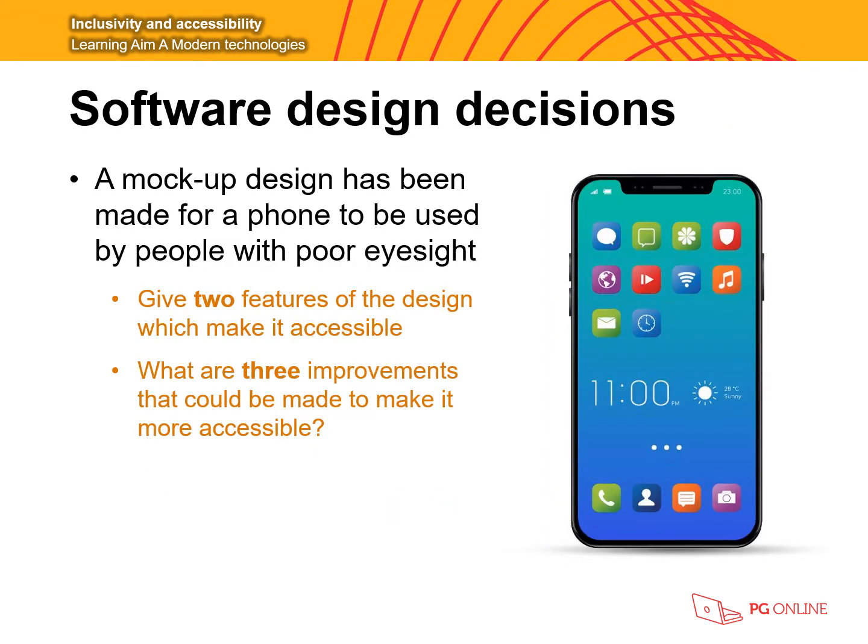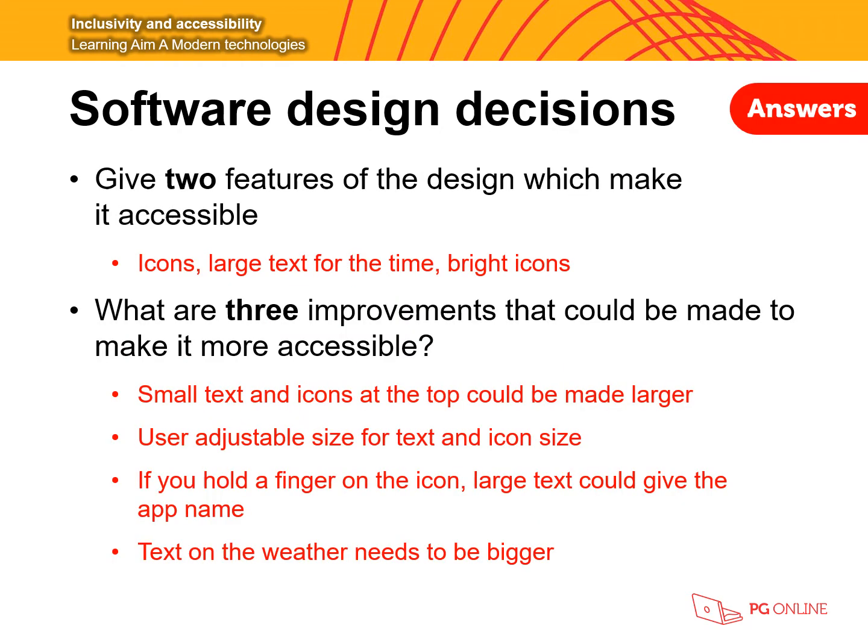A little bit of a challenge for you now then. I'd like you to look at the mock-up design for the mobile phone on the slide. And we're going to be using this device with people with poor eyesight. Can you give me two features of the design which make it accessible for the people with poor eyesight? And can you consider 3 improvements that could be applied to the device to make it more accessible to those users with poor eyesight?